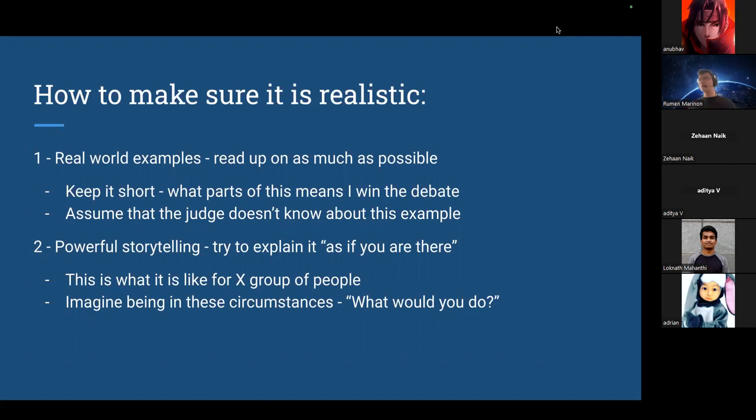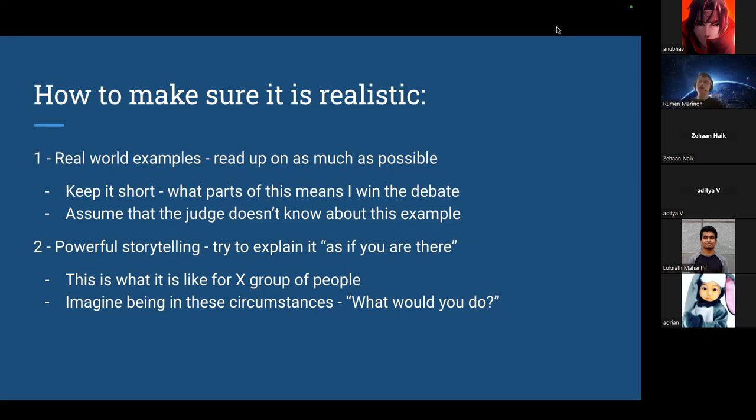So yeah, that's the bottom line. So always assume. I hope this analogy with the football violence is good in making you understand this type of thing. Okay. The second thing is to incorporate what I call powerful storytelling, or you could use some other words, but basically try to explain it as if you are there, right? Like you're trying to explain to the judge as if they themselves are physically there. You're trying to visualize to them as much as possible what is happening.